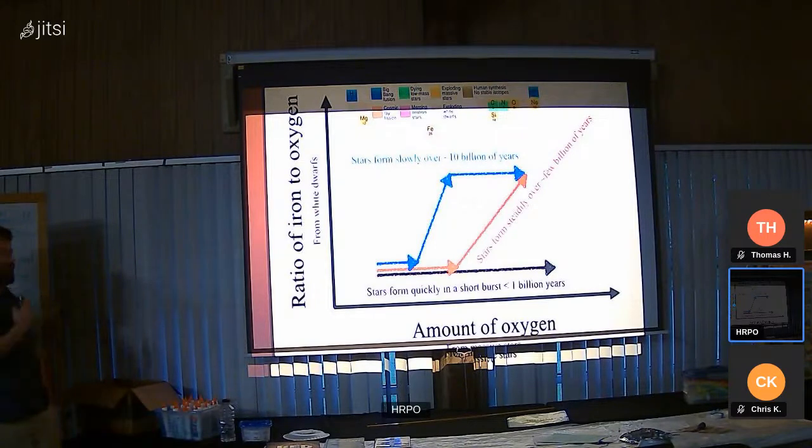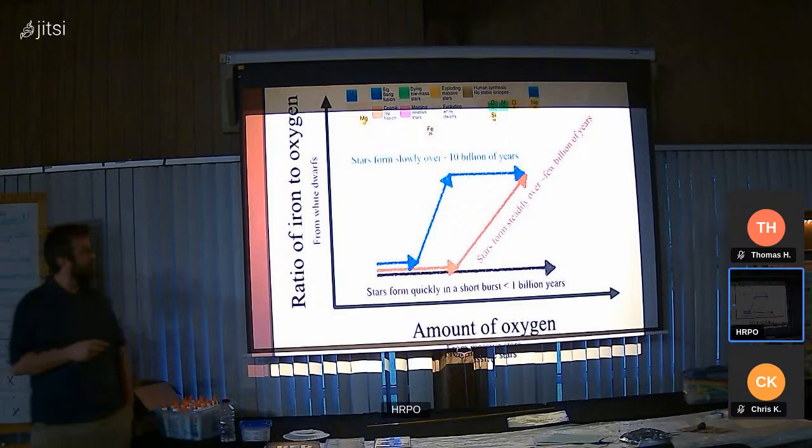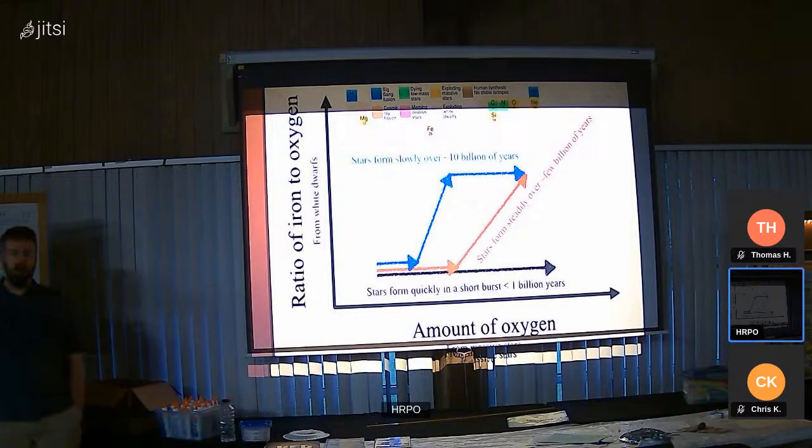So to be able to disentangle whether it was iron or oxygen, we need to observe planet occurrence rates in other populations as well. And so then the problem is that the other populations of stars are a long way away, or are very sparse.